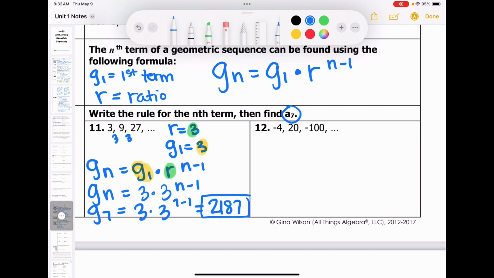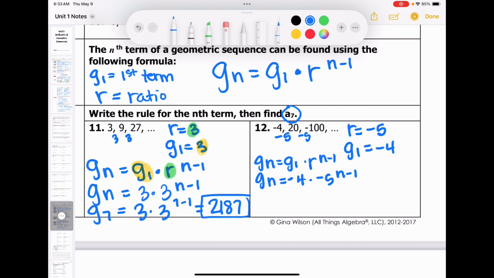All right, number 12, negative 4, 20, negative 100. So this time when I divide the numbers by each other, I get a negative 5 both times. So my R value is negative 5, and my G1 value is negative 4. So I'm going to plug those values in. So I get negative 4 times negative 5 to the n minus 1 power.